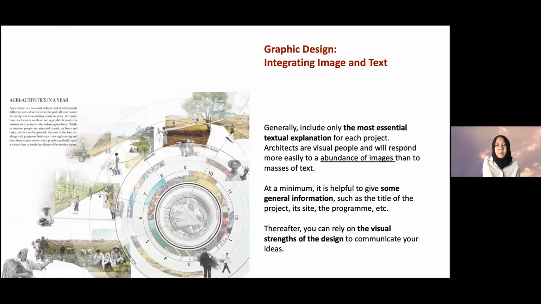So at the minimum, it's helpful to give some general information, like the title of the project, like this, Agri Activities in a Year. That's the title of the project. And then the site, where it is located, the city, the urban area, rural area, and so on. And then the program. What are you designing in this particular project?